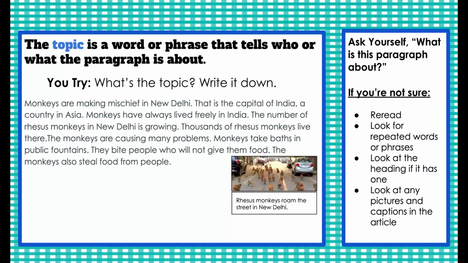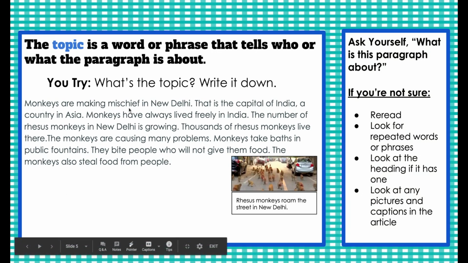Now I want you to try one using these strategies on a different paragraph. Remember, the topic is a word or a phrase that tells who or what the paragraph is about. I want you to ask yourself at the end of this paragraph, what is this paragraph about? I'll read it to you. You can read along. Ready?